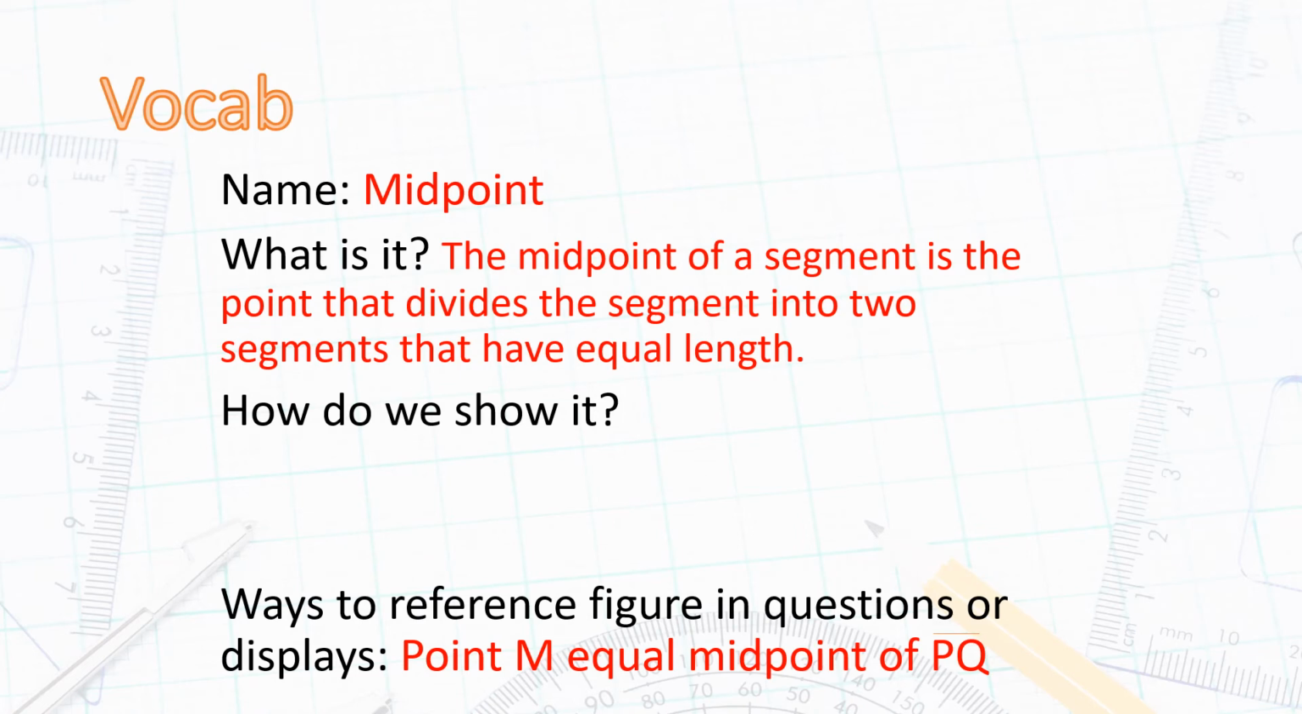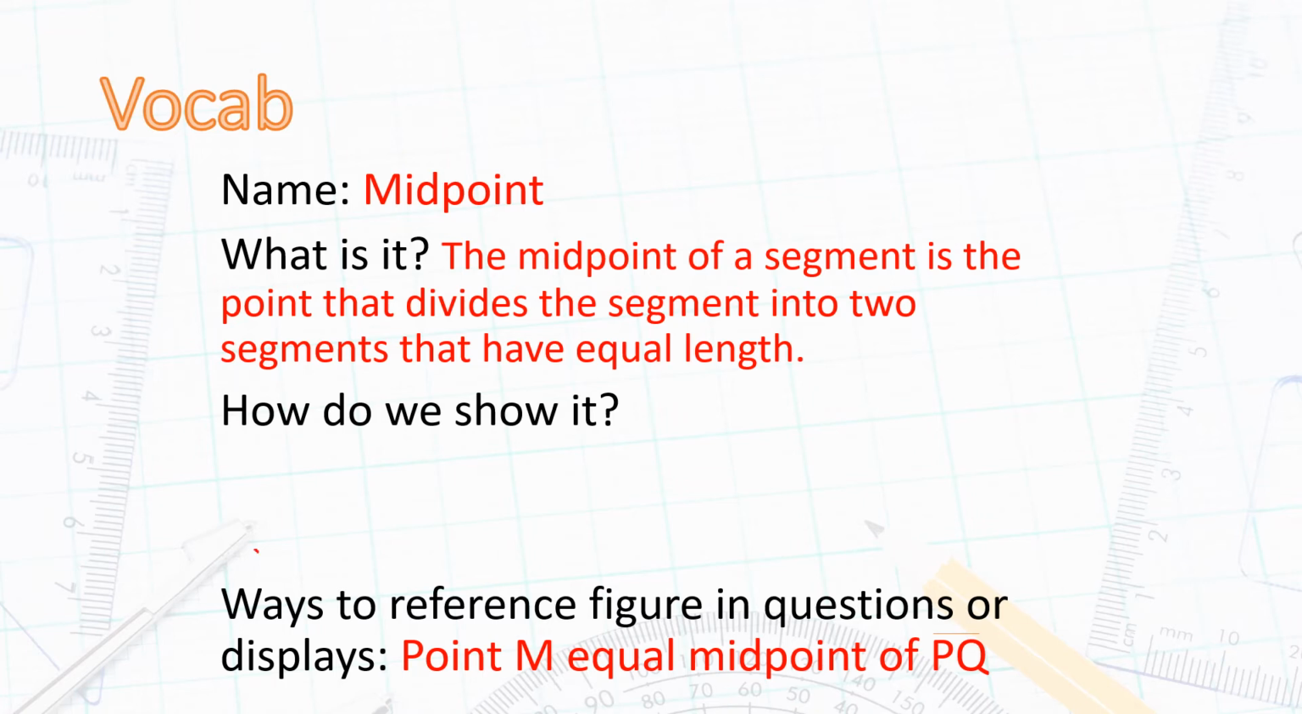A midpoint is the middle point of a segment. So it's got to be a segment first. You can't find the midpoint of a line because it doesn't have any definite beginning or end, so you couldn't find the middle of it. But if you have a line segment or the side of a shape, you can find a midpoint. It's the point which divides the segment into two equal pieces.